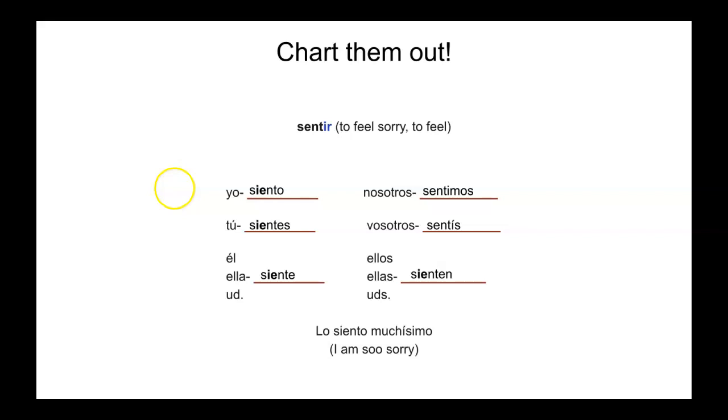Okay, guys, we are done for today. So I hope that you did a good job on this exercise. And remember, charting them out is an excellent way to learn your Spanish grammar, to learn your Spanish verb tenses. It's just a great exercise to do. And that's what we did today.